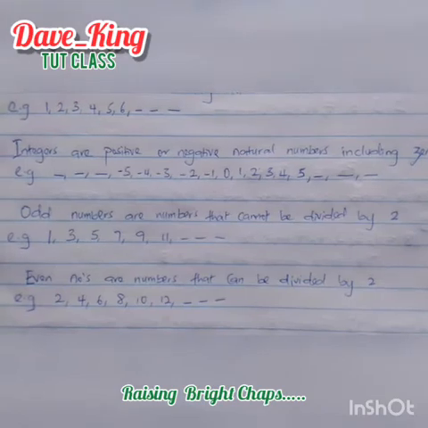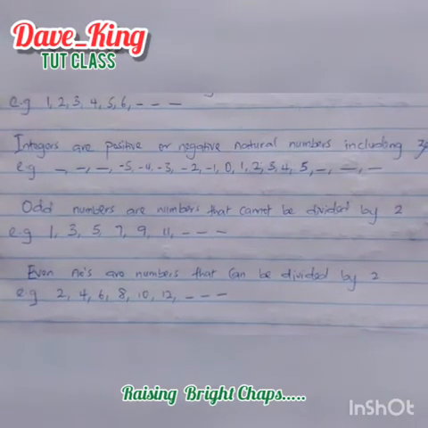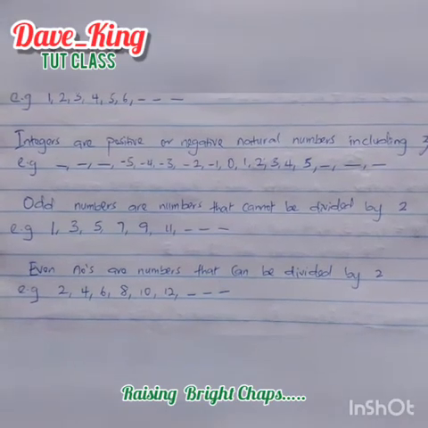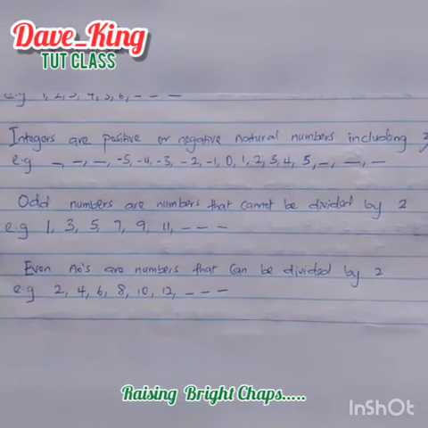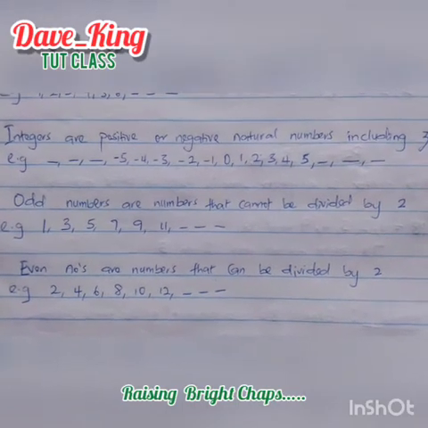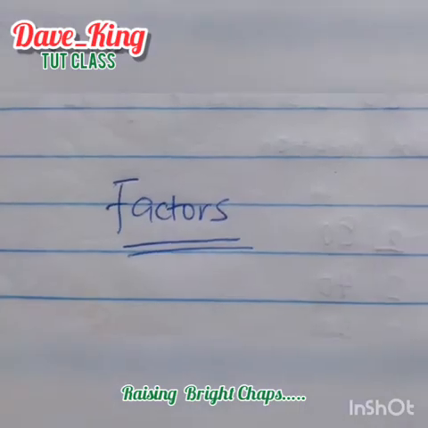Now, odd numbers are those numbers that cannot be divided by 2. Examples are 1, 3, 5, 7, 9, and so on. And for even numbers, we have them as numbers that can be divided by 2. Examples are 2, 4, 6, 8, 10, and so on.